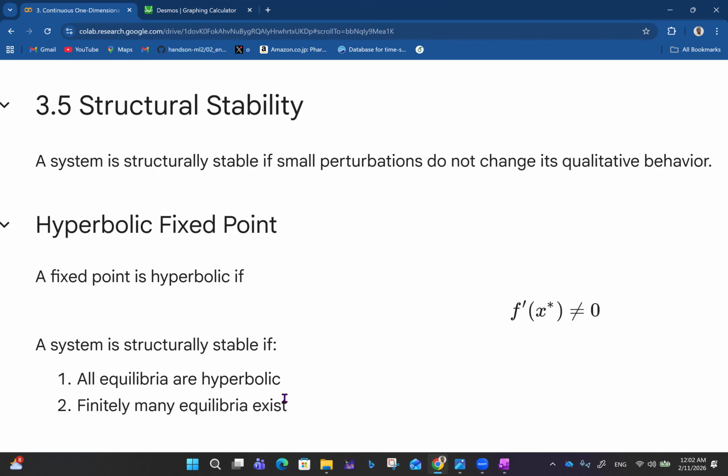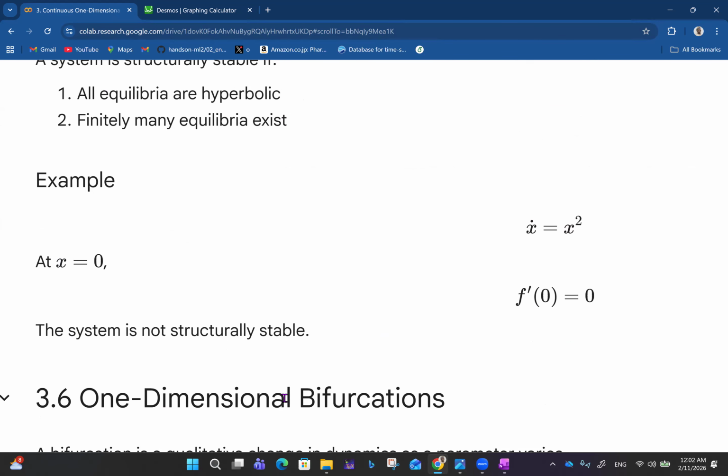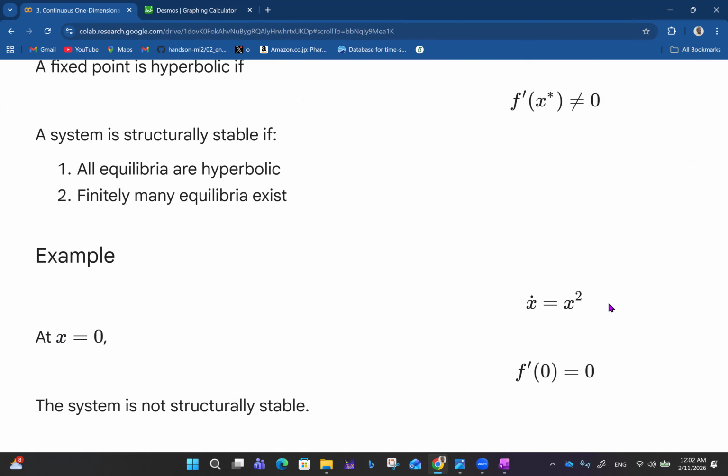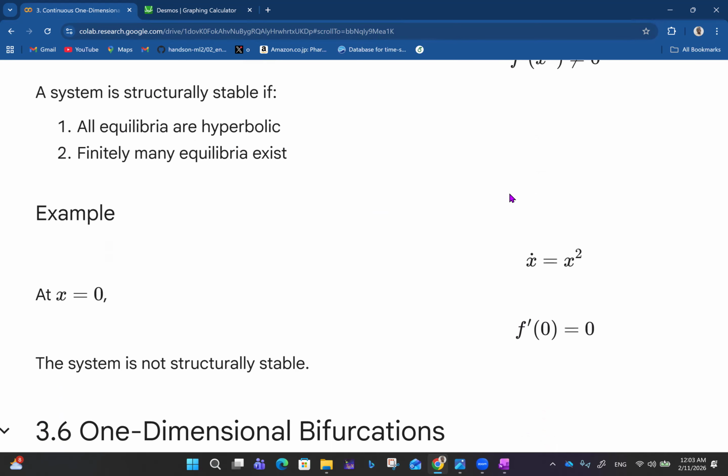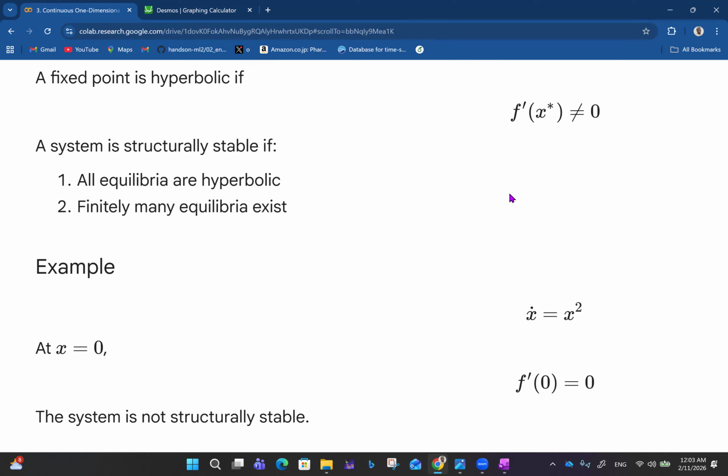That is, you have a finite number of equilibrium points. So we have an example here, x dot equals x squared. If you equate this to 0 to get the equilibrium point, x squared is equal to 0, which means x is simply 0. Then if you differentiate, you get 2x, so f prime of 0 is 2 times 0, which is also 0. So this system is not structurally stable, because f prime of 0 is 0. That means you have a non-hyperbolic fixed point right there, so the system is not structurally stable.